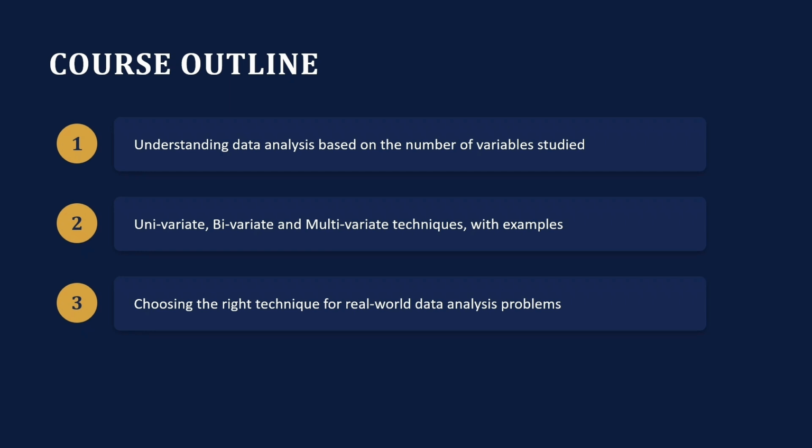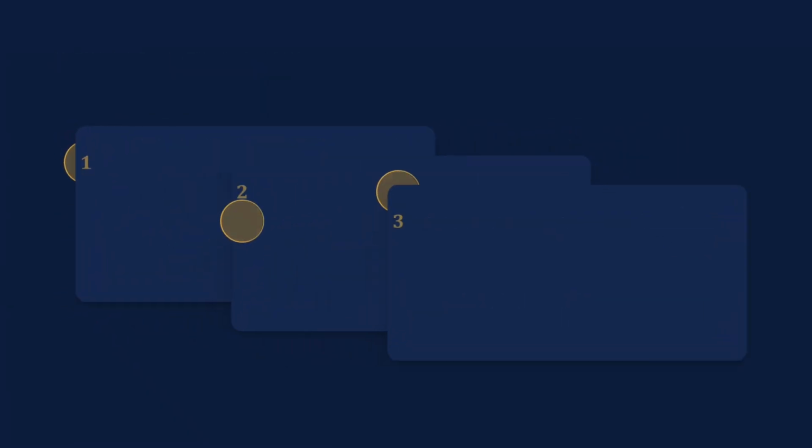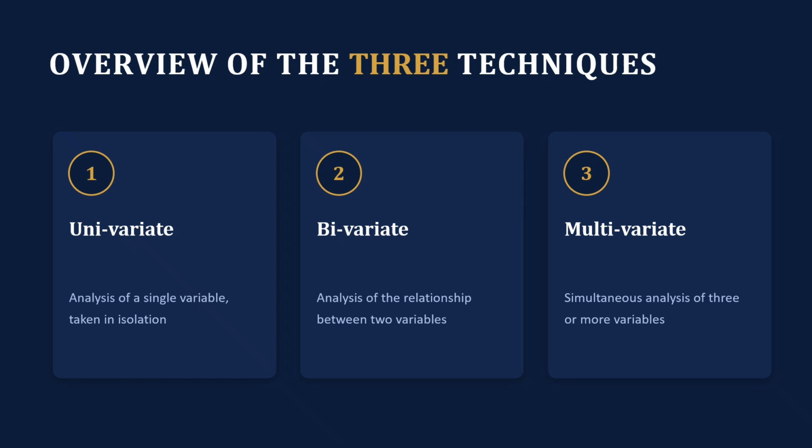Now that we have seen the course outline, let's move on to the first concept, understanding data analysis based on the number of variables studied. So let's go on to the overview of the three techniques. The first type is univariate analysis. As the name suggests, uni means one. Here, we analyze only a single variable without considering any other variable. The objective is to describe and summarize that one single variable.